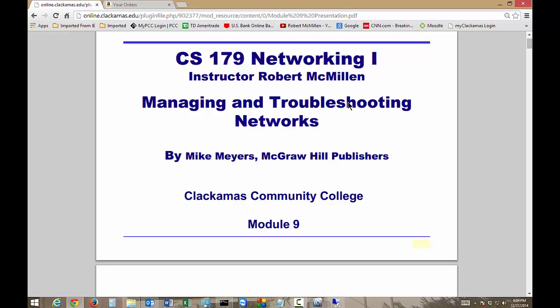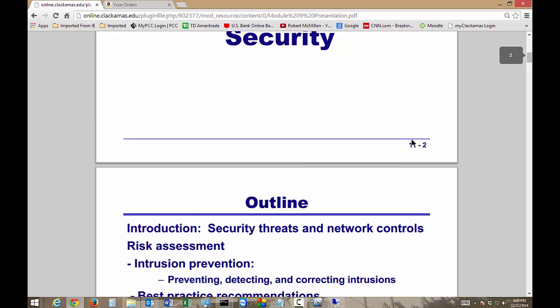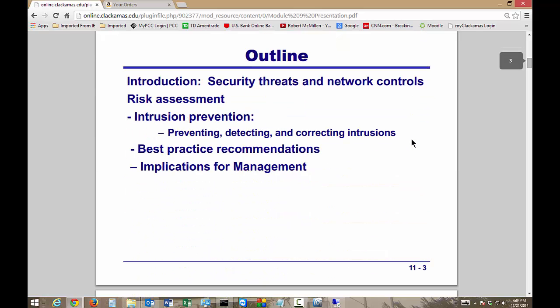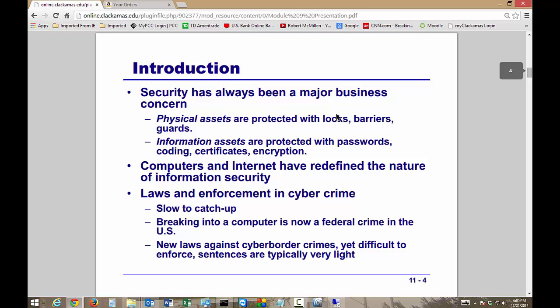Welcome to CS 179 Networking 1 and our final module, Module 9. In this final module, we're going to talk about security, how to protect your network. So we're going to introduce security threats and network controls, and we'll look at risk assessment and intrusion prevention, which includes preventing, detecting, and correcting those intrusions, and some best practice recommendations and implications for management when considering security.